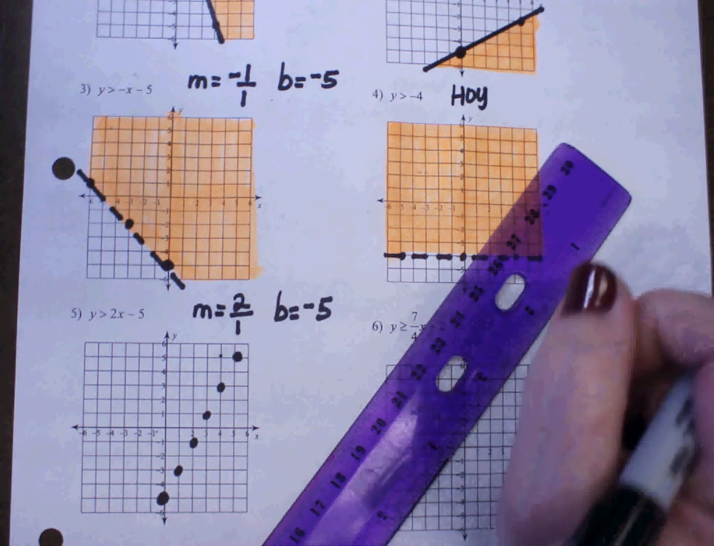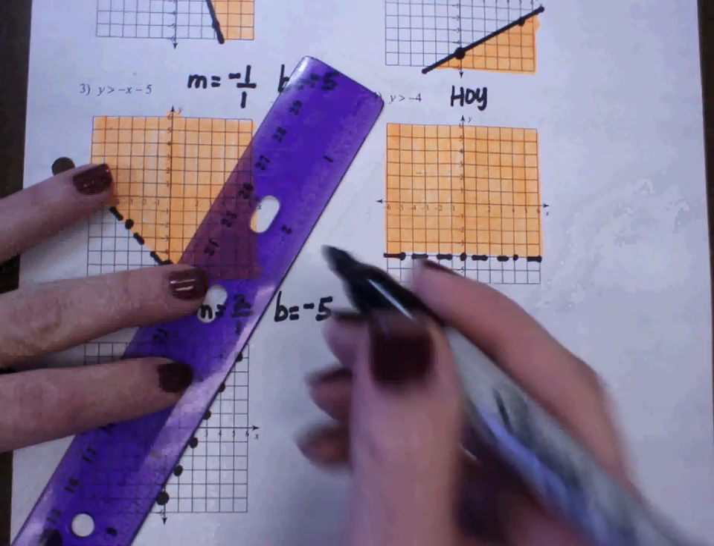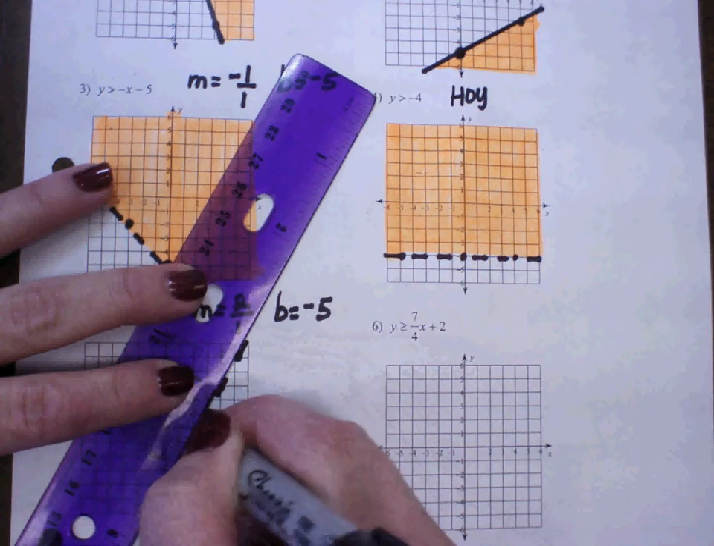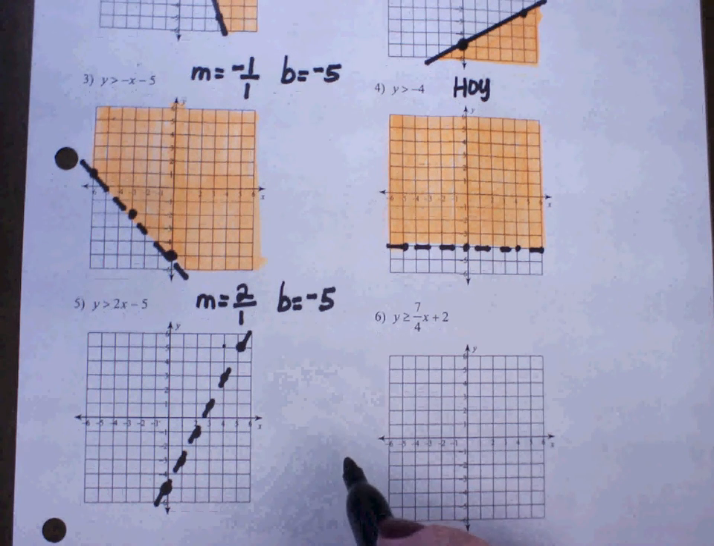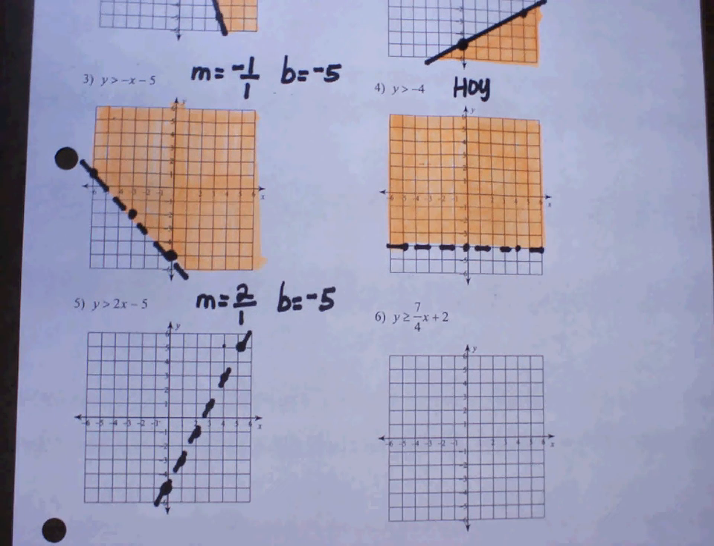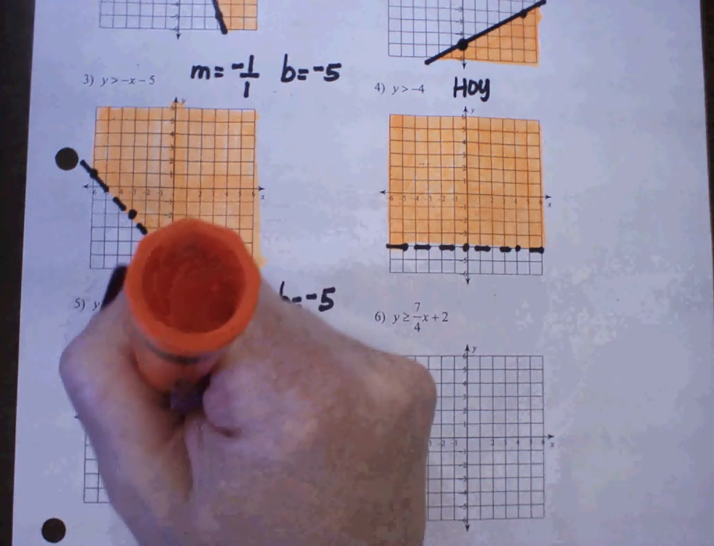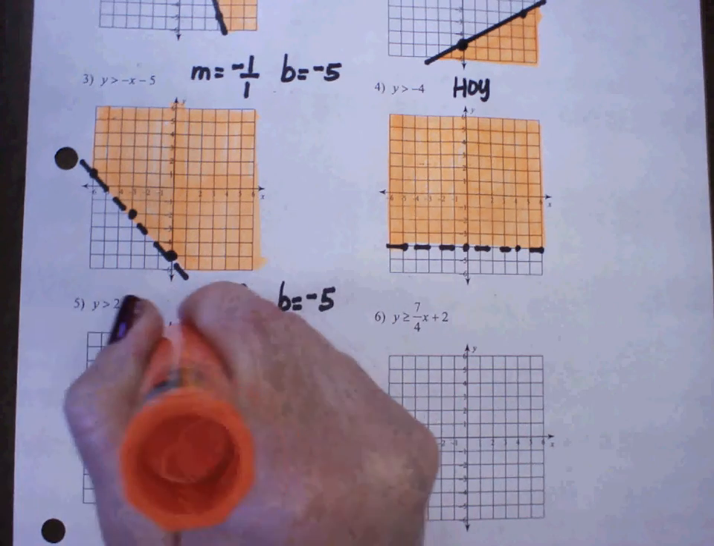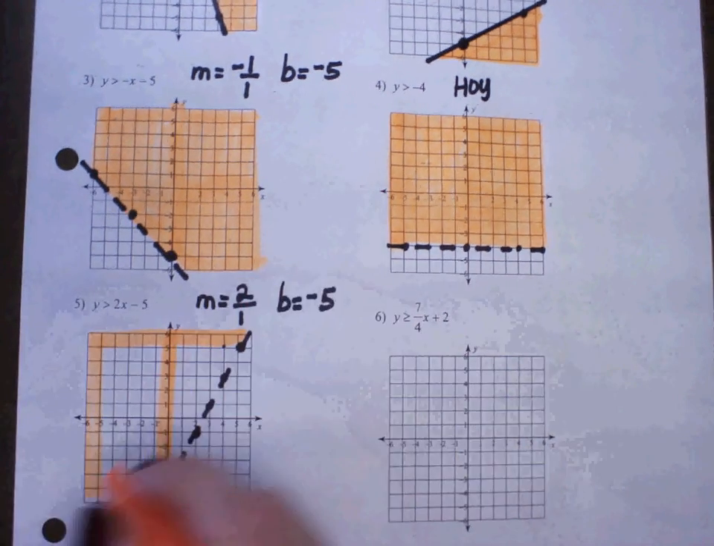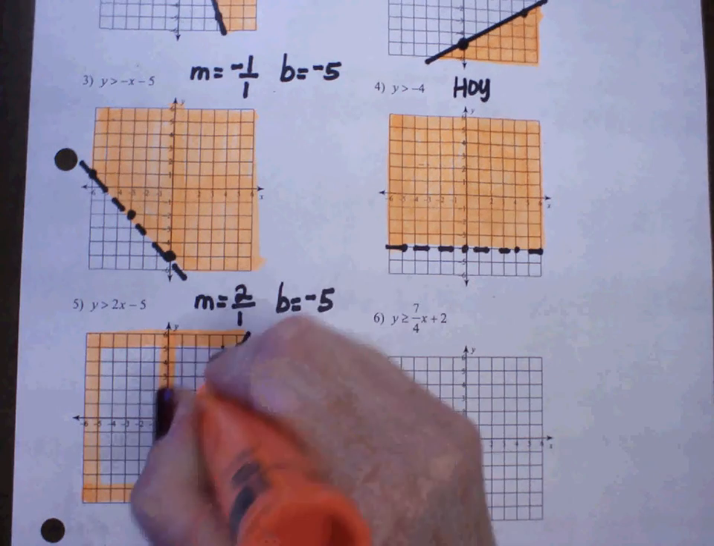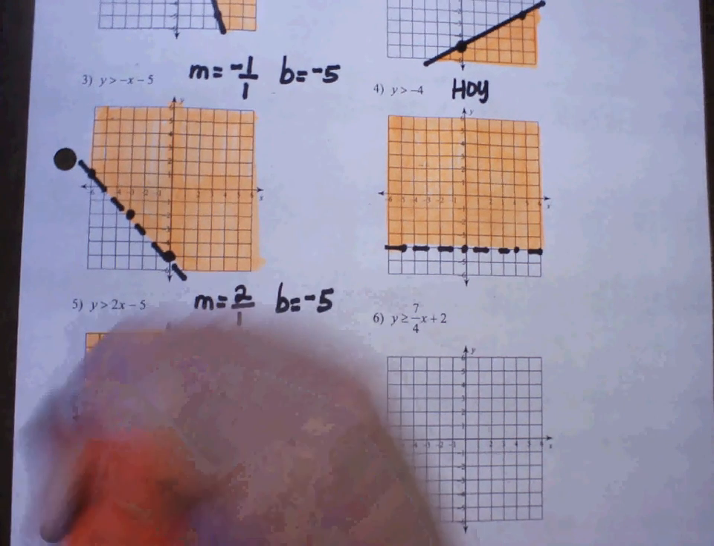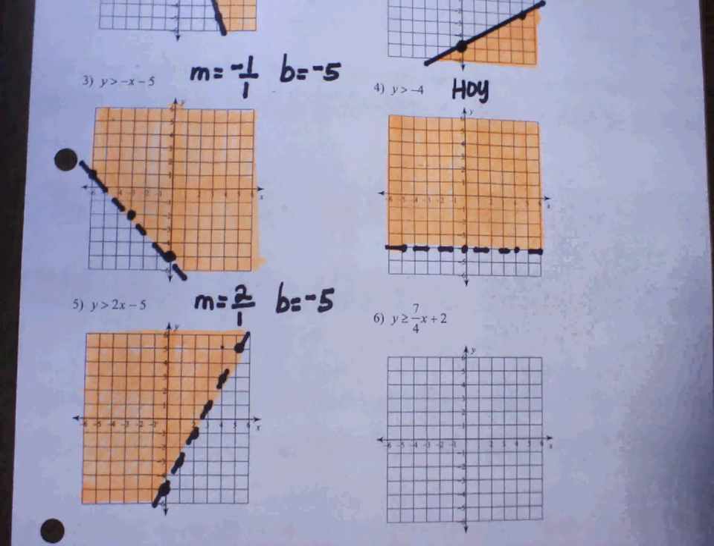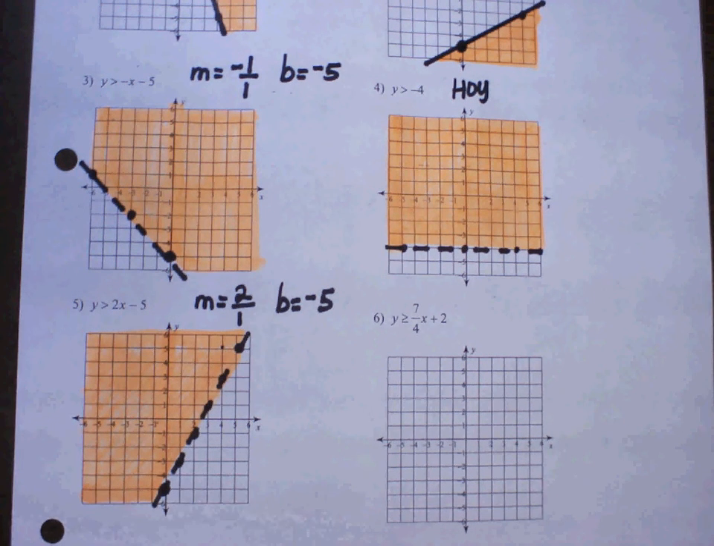Yeah, it's a dotted line because it doesn't have that equal sign. Very good. So are you shading on top or below? If it's greater than, on top. Very good. See, it's pretty easy. That's all you got to remember. All right, are we good? And the last one.